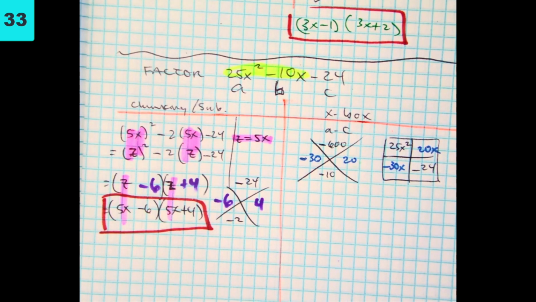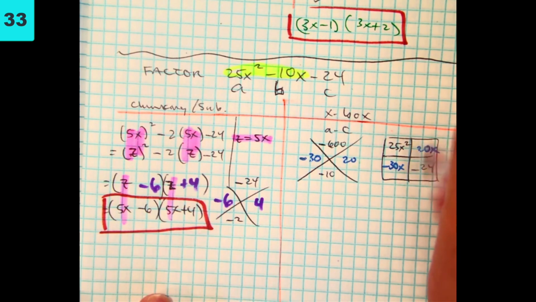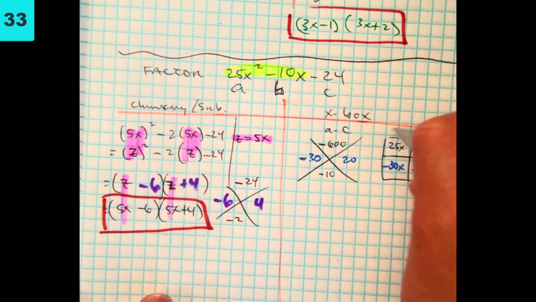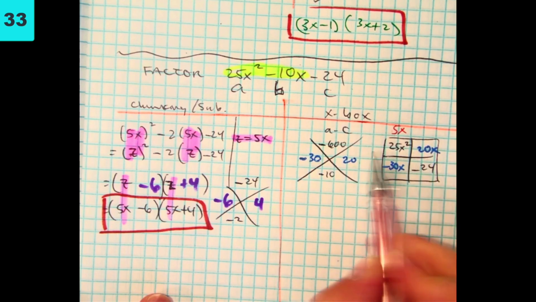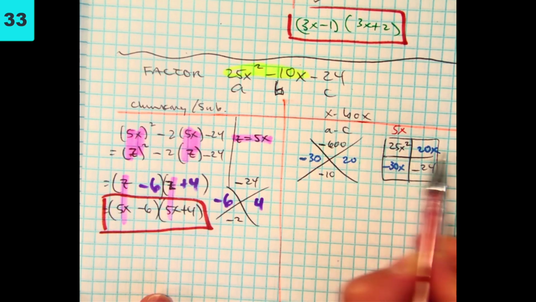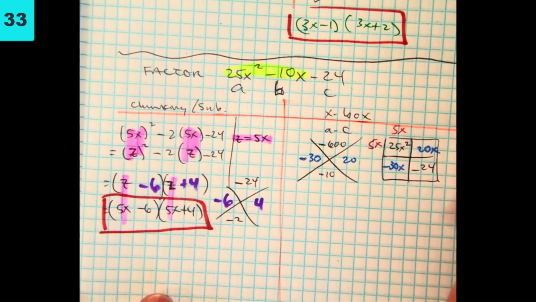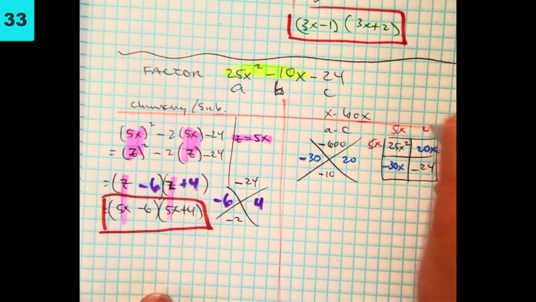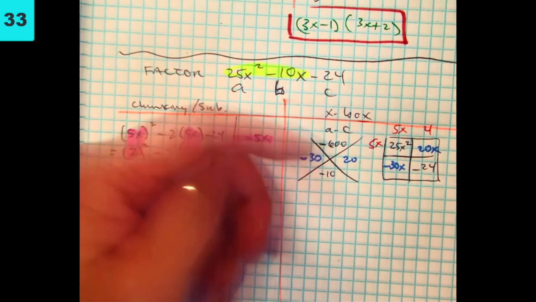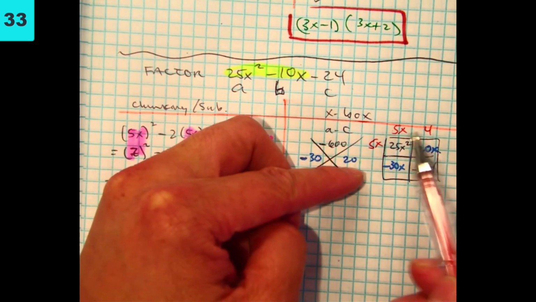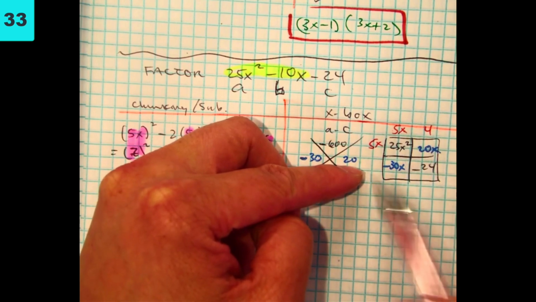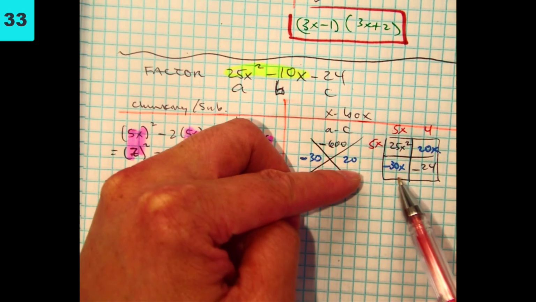Cross. What's your GCF here? 5x. And this direction, 5x. GCF here, 4. Remember, if you don't see it, here's another way of rephrasing: 5x times something has to equal negative 30x. What's out here, class?